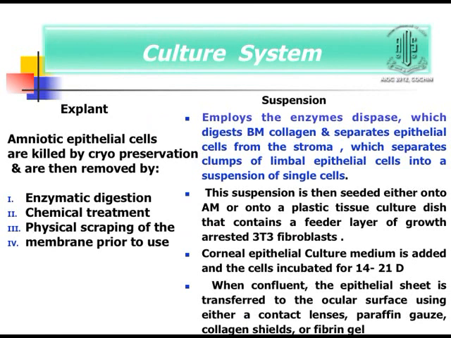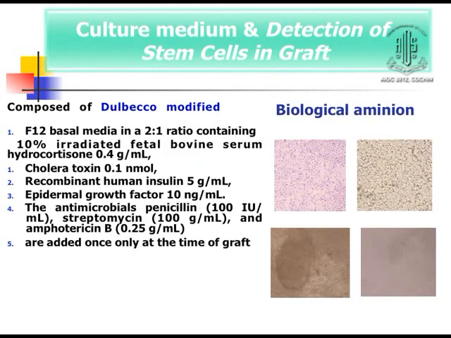When we are talking about the explant culture system, the amniotic epithelial cells are killed by cryopreservation and are then removed by enzymatic digestion, chemical treatment, then physical scraping of the membrane prior to use. Suspension employs the enzyme dispase, which digests basement membrane collagen and separates epithelial cells from the stroma. This separates clumps of limbal epithelial cells into a suspension of single cells. This is the only difference.